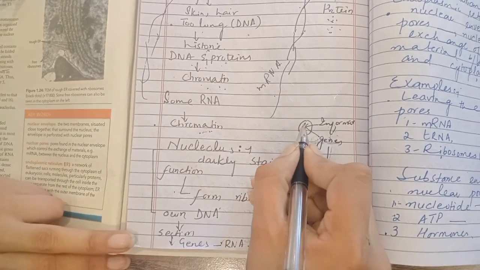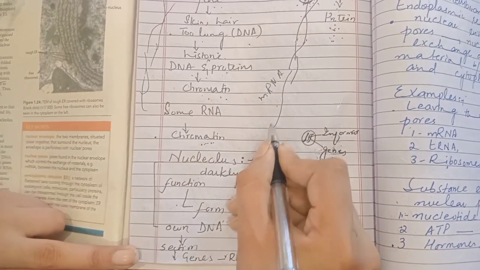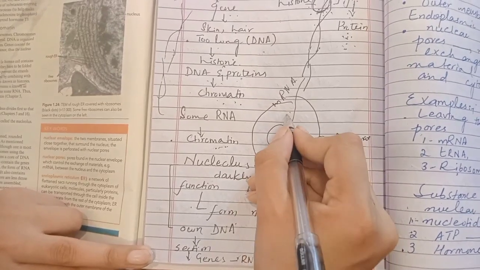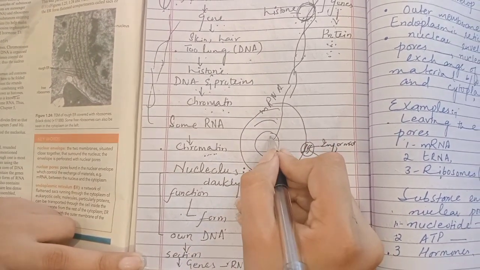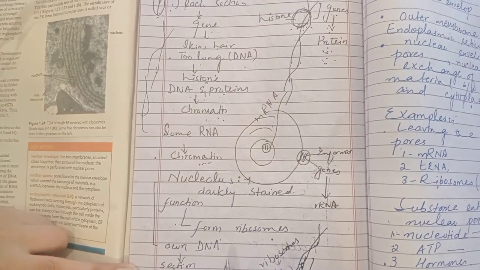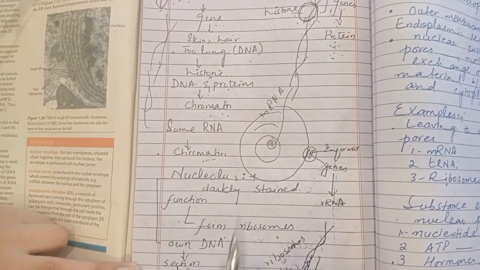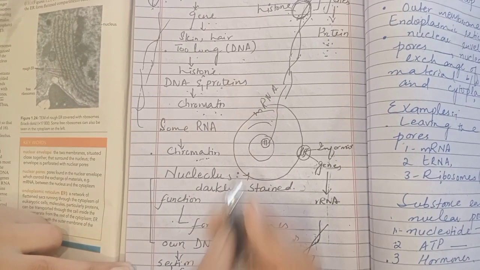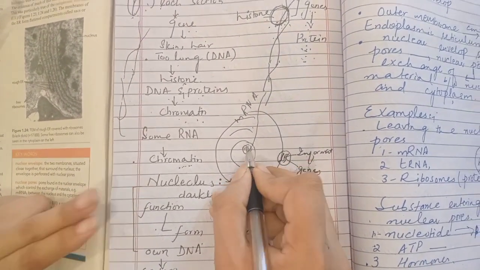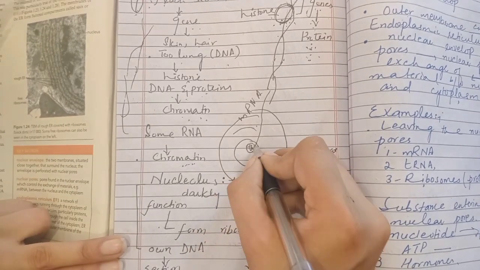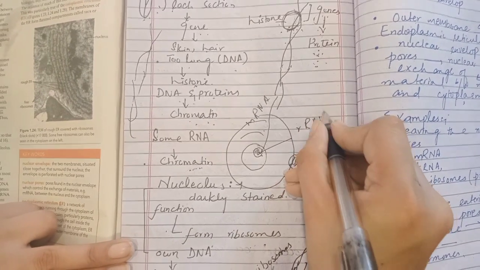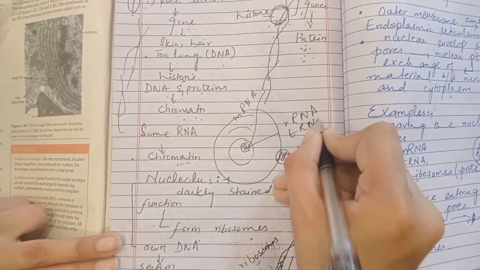Do remember this, that it has its own DNA. The nucleolus is present inside the nucleus and has its own DNA. This DNA has its own genes, which are responsible for making the ribosomal RNA and transfer RNA.